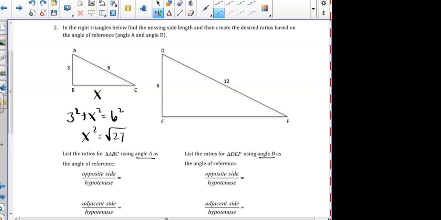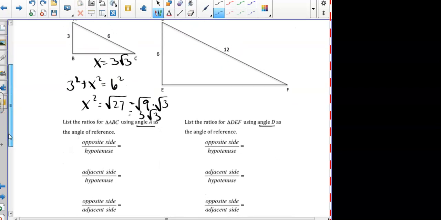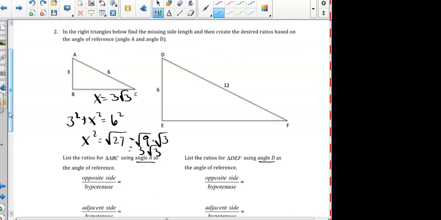If you recall from our prior unit, we can simplify that radical into the square root of 9 times the square root of 3, which simplifies to 3 root 3. So I know the length of line segment BC should be 3 root 3. Then we are asked to come up with some ratios based on this triangle. And they do give us where our reference angle is. They want our reference angle to be angle A. Angle A is up here.